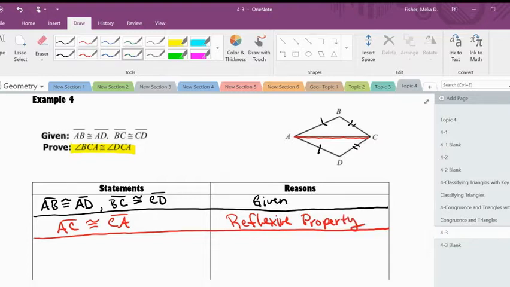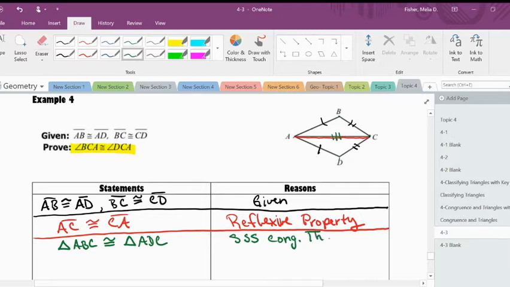Now I want to know, are the triangles congruent? Well, it looks like I've got some side-side-side congruency here. So I'm going to say that triangle ABC is congruent to triangle, and if I went from A to B to C, I'm going to need to go from A to D to C, ADC. And the reason is side-side-side congruency theorem.